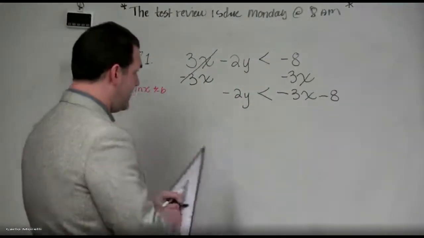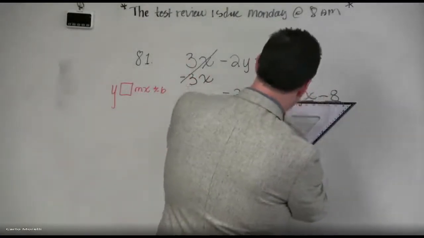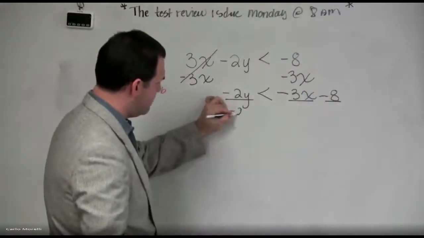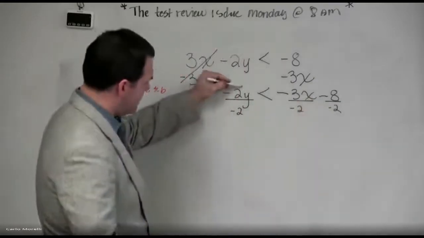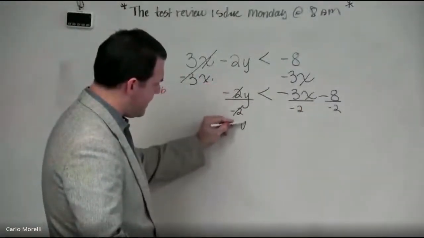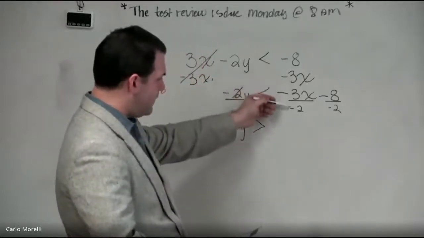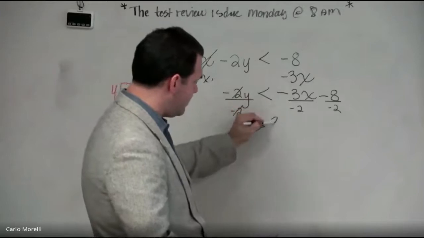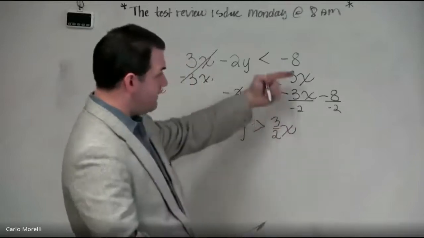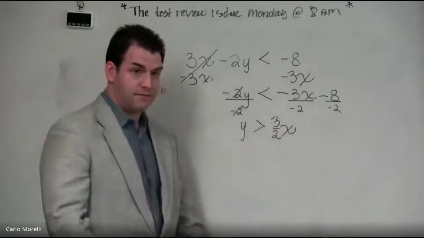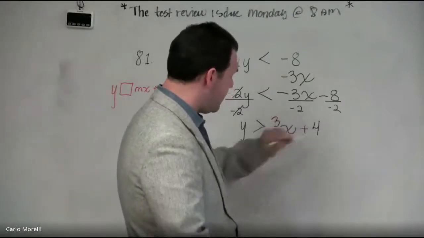Now we're going to divide everything by -2. And by everything, I mean everything. So -2, -2, -2. So these cancel out. And now I have y. Whatever this sign is, I'm going to flip it. Now I have negative 3 over negative 2. That's going to be positive 3 over 2x. And now I have negative 8 over negative 2. That's going to be positive 4. So plus 4.